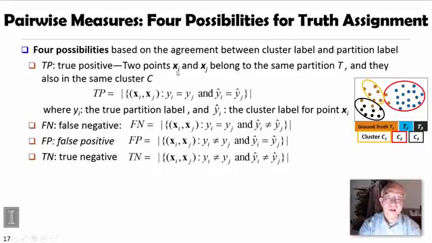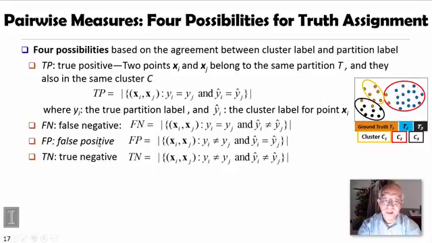Then we look at the cases. For example, you get any 2 points x sub i and x sub j. If they belong to the same partition T and they are also in the same cluster C, in that case, this is a true positive. The definition is that the true positive is the number of such cases. For any 2 points x sub i and x sub j, if they have the same true partition label and they also have the same cluster label, that's the case of true positive. For example, for these 2 blue points, they belong to the same ground truth T2, and also they belong to the same cluster C2. That's true positive.